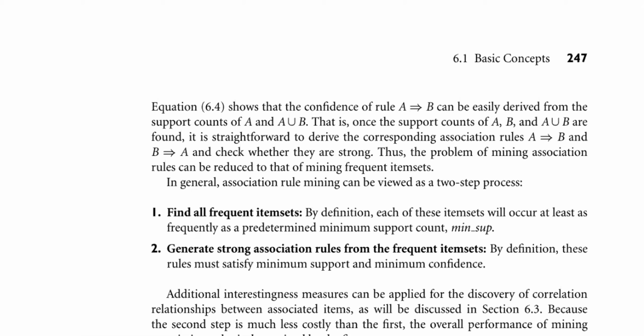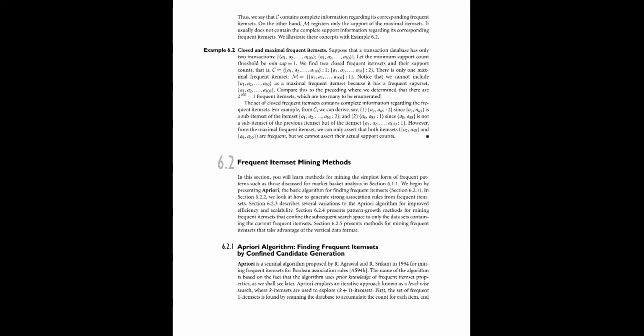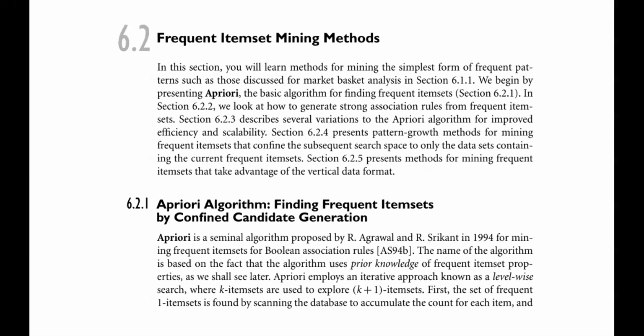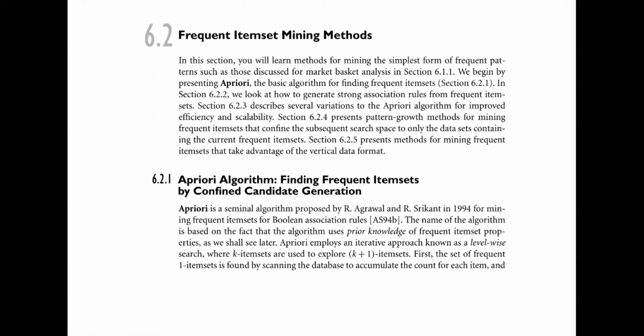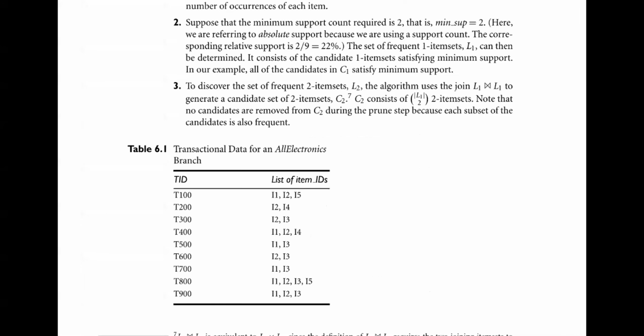Let us see the example. I will show the diagram. This is the Apriori algorithm. The Apriori algorithm finds the frequent sets by candidate generation. See here, this is the frequent item sets mining algorithm. Here you have to use the two-step process, join step and prune step. Let us look at this example.